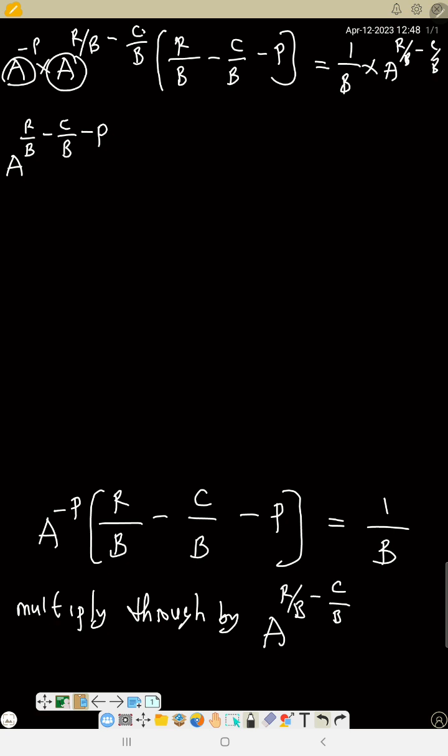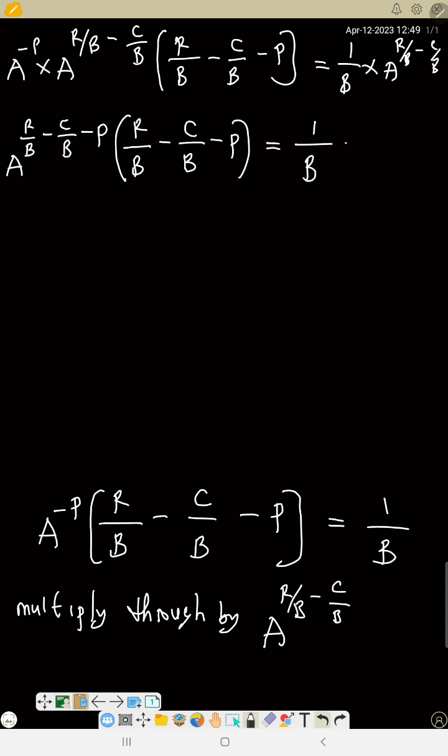If the bases are equal, you add the powers. So r over b minus c over b minus p, brackets r over b minus c over b minus p is equal to 1 over b times a raised to power, LCM here is b. So this is r minus c, like that.